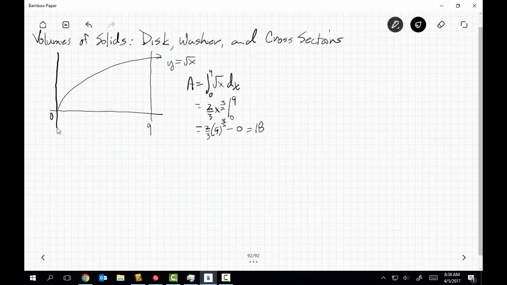I'll buy that. Let me double check that. We got 3 cubed, 3 squared. Yeah, and we're good. All right. However, I want you to think about something.